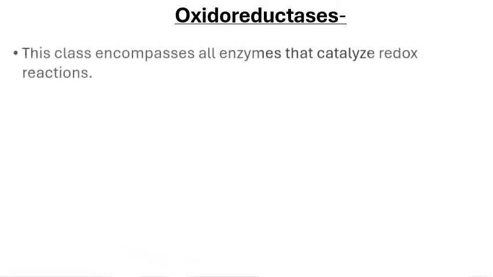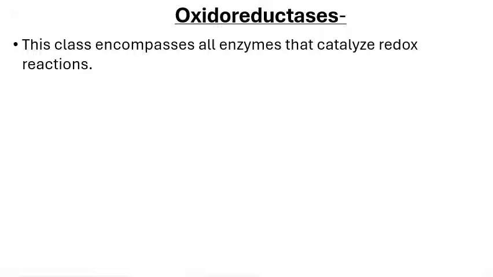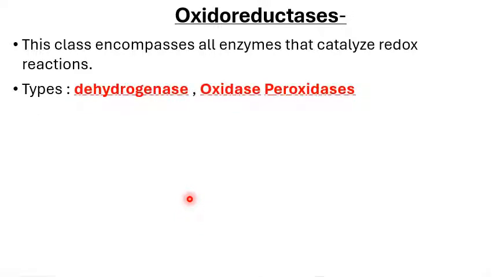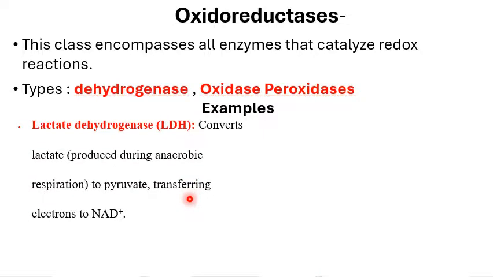So we are going to look at oxidoreductases now. Oxidoreductases comprise a large group of enzymes that catalyze the transfer of electrons from an electron donor to an electron acceptor molecule. So you can actually say they catalyze redox reactions. This is what they are known for. Examples are dehydrogenases, oxidases, and peroxidases. Types, for example, we have lactate dehydrogenase.